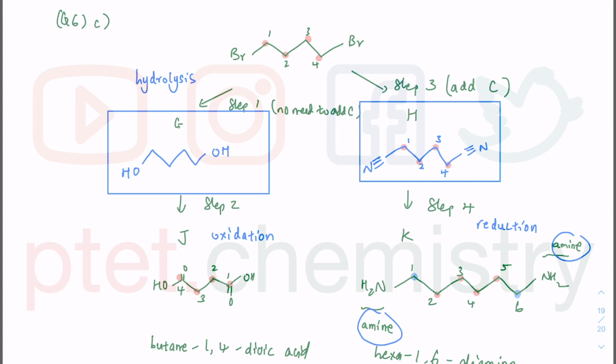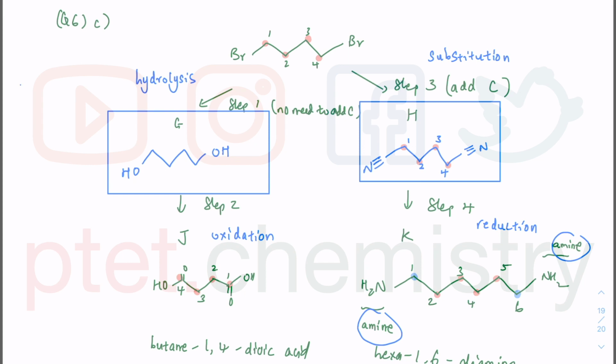From here to here, that is definitely a substitution. The mechanism is called nucleophilic substitution, but the type of reaction is just substitution there. Okay, so I've done the structure of G and H. Now we need to think about reagent and condition for each of these steps.